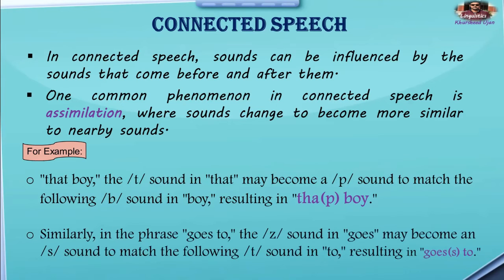Here is another example. Similarly, in the phrase "goes to," the z sound in "goes" may become an s sound to match the following t sound in "to," resulting in "goes to." So sometimes we don't pronounce "goes" as it is. In connected speech, despite the original sound, we may use the s sound. Such assimilation is one of the ways of connected speech.